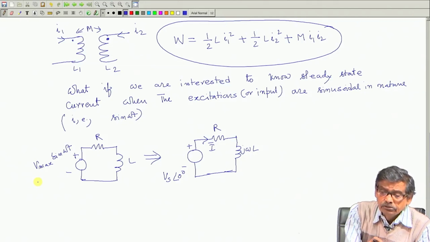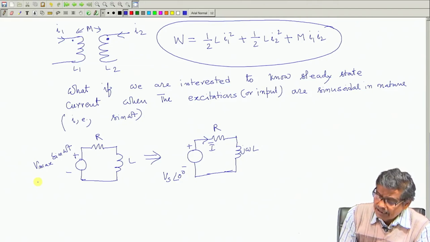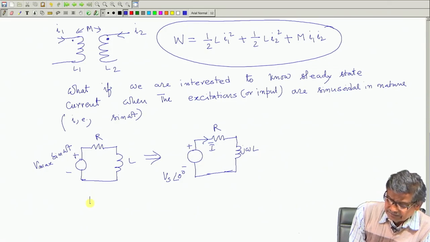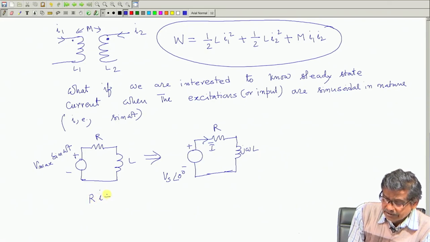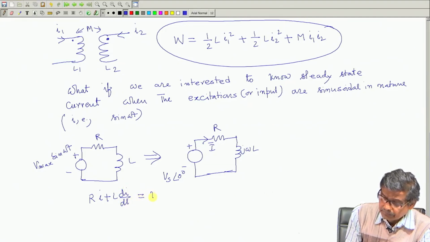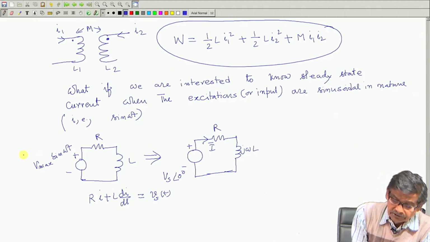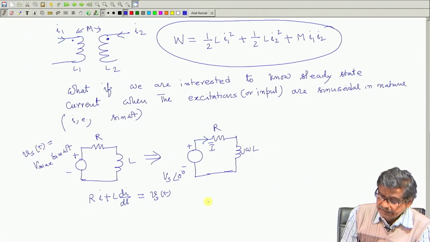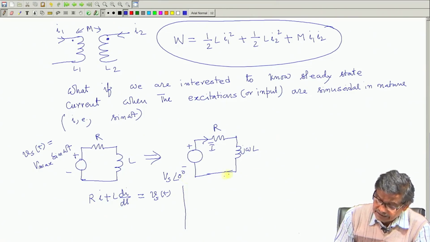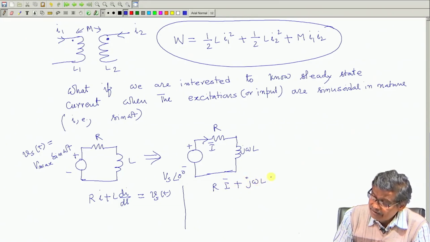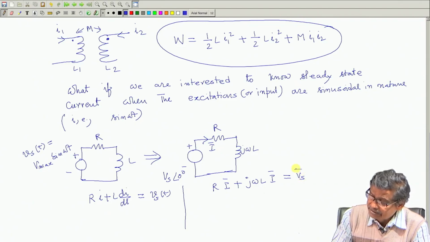Whether such a thing can also be applied to mutually coupled coils? The answer is yes. Why? I will just tell you like this. In time domain the equation is L di dt equal to your supply voltage V s t. This is the circuit, and in phasor form the equation is R into I bar plus j omega L into I bar is equal to V s phasor.